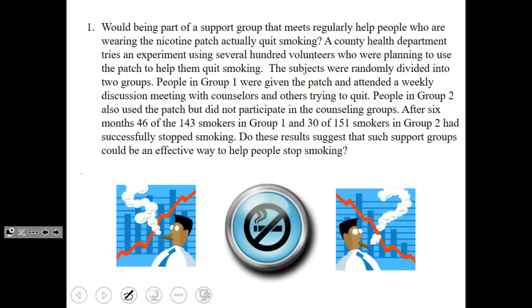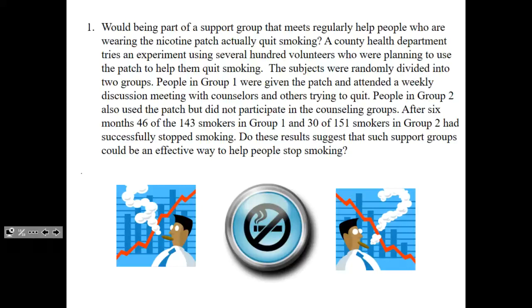Okay, so we're back still. Would being part of a support group that meets regularly help people who are wearing the nicotine patch actually quit smoking? So the County Health Department tries an experiment. They use several hundred volunteers who are planning to use the patch to help them quit smoking. Subjects are randomly divided into two groups. People in group 1 get the patch and attend a weekly discussion meeting with counselors and others who are trying to quit. People in group 2 also use the patch, but they do not participate in the counseling groups.